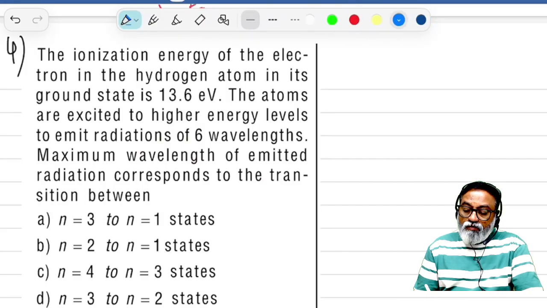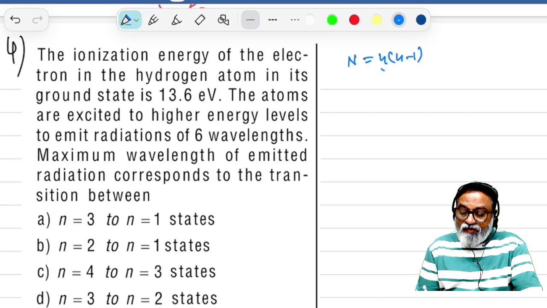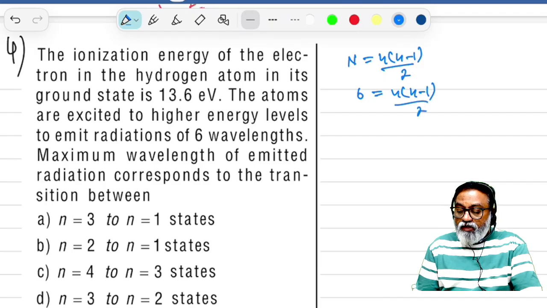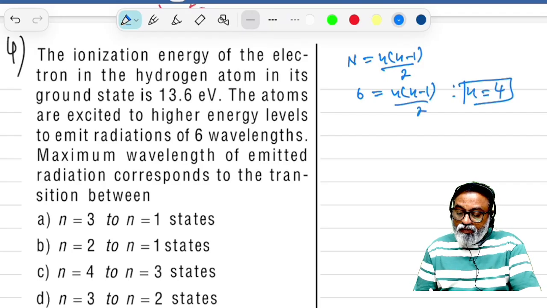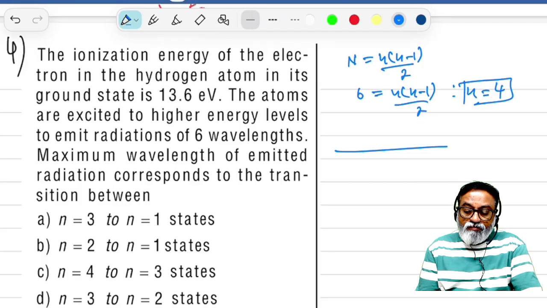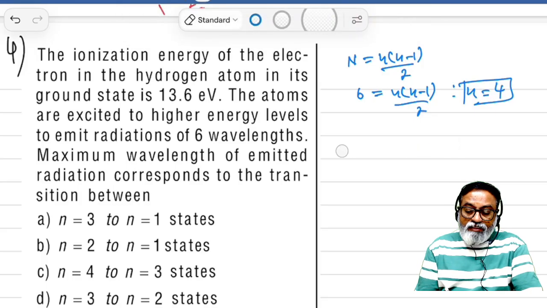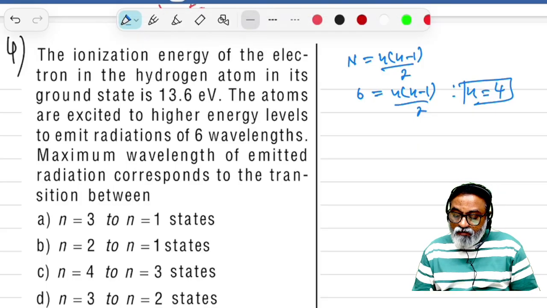Therefore, N is equal to n into n minus 1 by 2. N is given as 6, that is n into n minus 1 by 2 equals 6. Therefore, here n is equal to 4. n equal to 4 means it is excited to the 4th energy level.